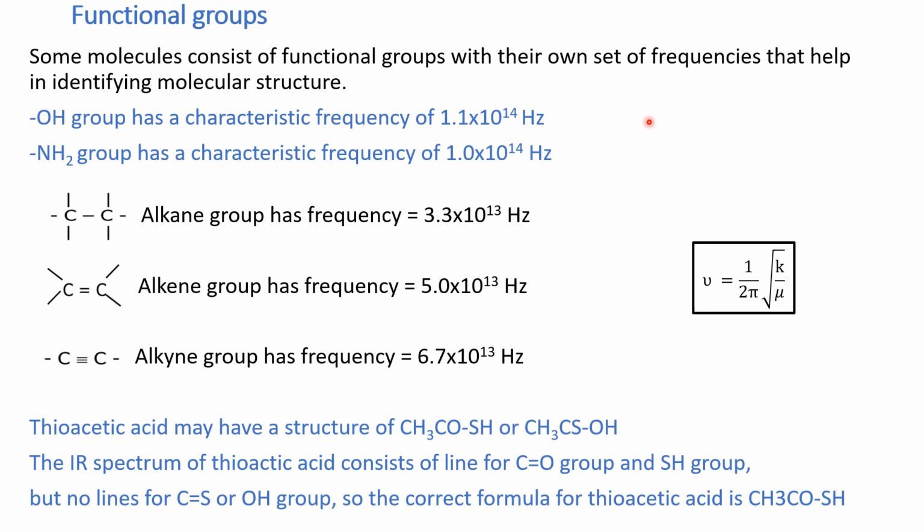As we said earlier, the functional groups help in identifying the molecular structure of a molecule. So for example, we have thioacetic acid. It could have a molecular formula of this one or this one. But if we study its infrared spectrum, we see that there are only lines for the CO group and the SH group, and there are no lines for the CS or OH group. It means that this is an incorrect formula, while the correct one is this one.